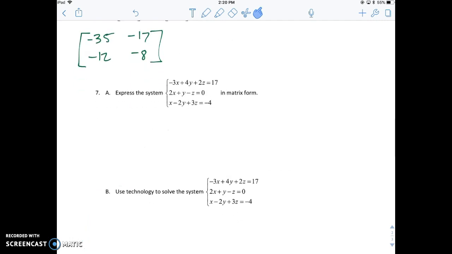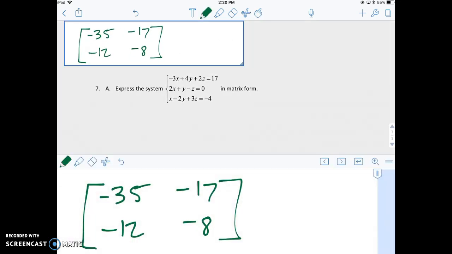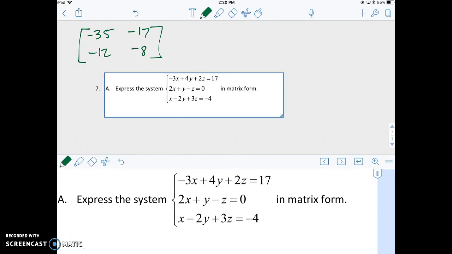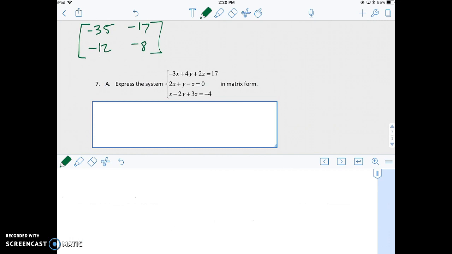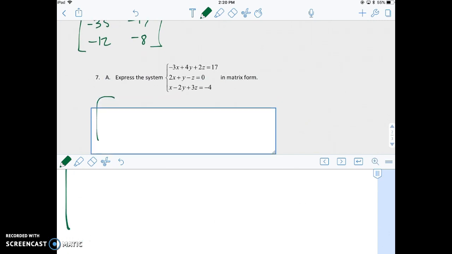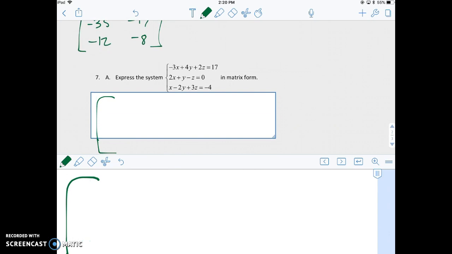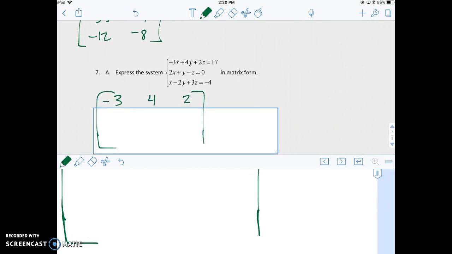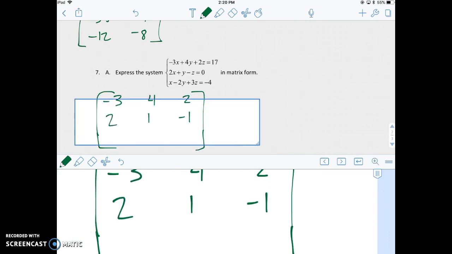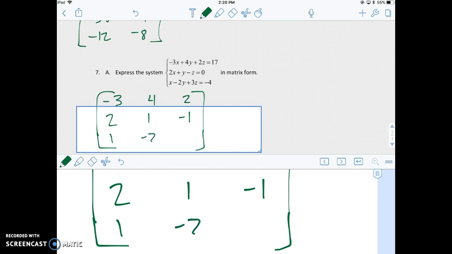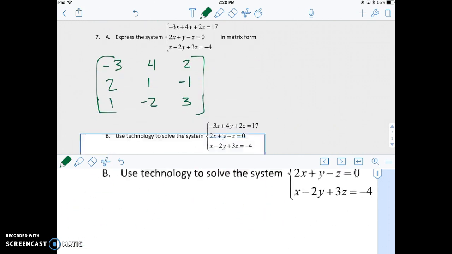Right. And then for question 7, we want to take this system and express it in matrix form, which means we're going to take all the coefficients of our system and plug them into a 3 by 3 matrix because we have 3 variables and 3 equations. So we have minus 3, 4, 2, and then we have 2, 1, negative 1, 1, minus 2, 3. So that's matrix A.